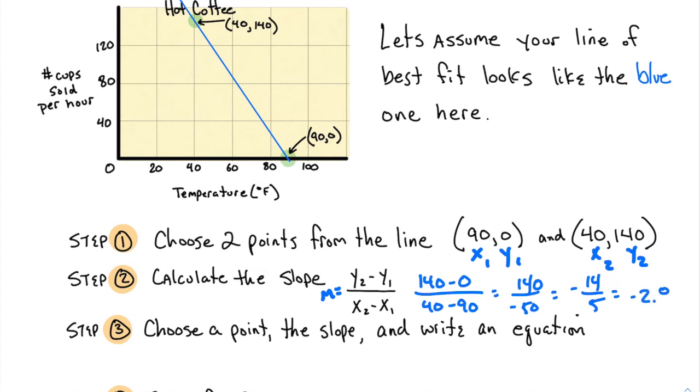I'm going to go ahead and use a decimal here because I'm going to be calculating with it later. You could use the negative 14/5, it would be just as good. Now, step 1 is complete. Step 2 we just completed.